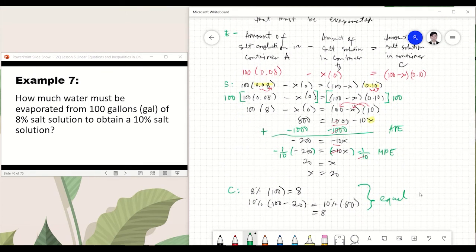So, kailangan pala may mag-evaporate na tubig na 20 gallons sa ating 100 gallon of 8% salt solution. Para yung matira na lang, 10% solution na lang. So, we just have to write our final answer in complete sentence. So, we say 20 gallons of water must be evaporated.